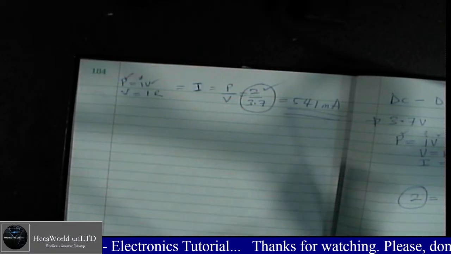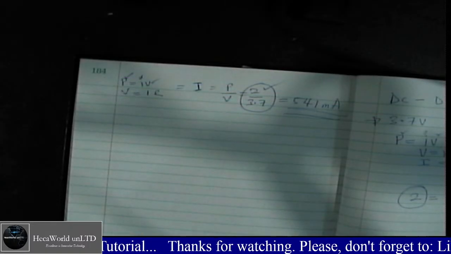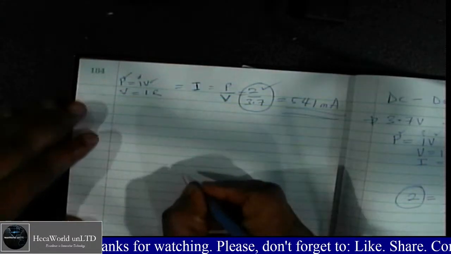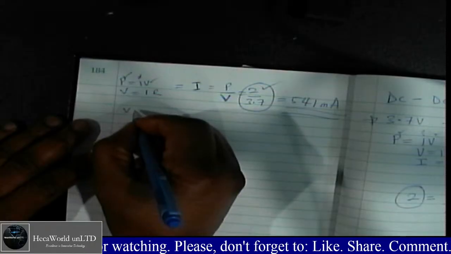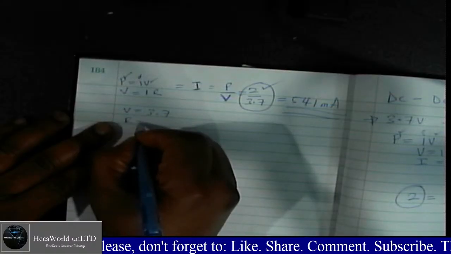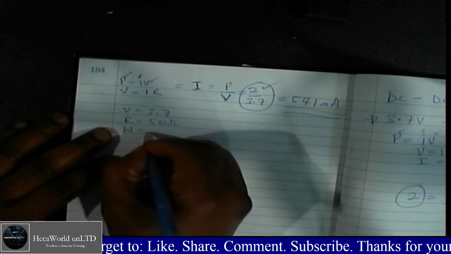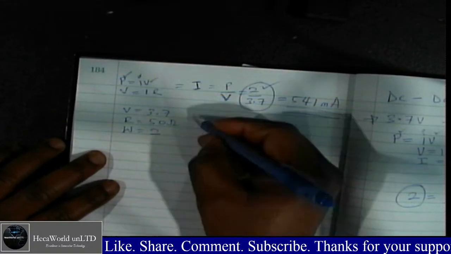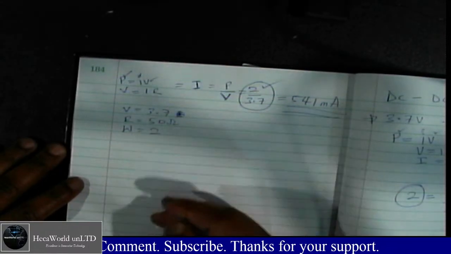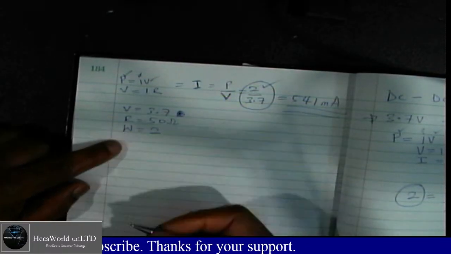But they were asking me to solve this problem without resorting to finding out what the current is. So what I need to figure out is what voltage I need. I was given the voltage, which is 3.7. I was given the resistance, which is 50 ohms. I was given the wattage, which is 2. And I was asked to figure out, without figuring out the current, how this battery will be able to generate the amount of voltage to give me the amount of power.